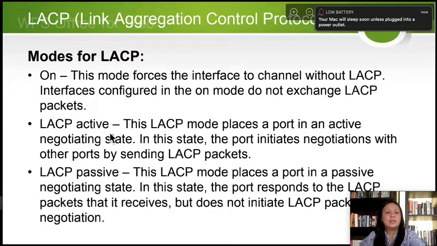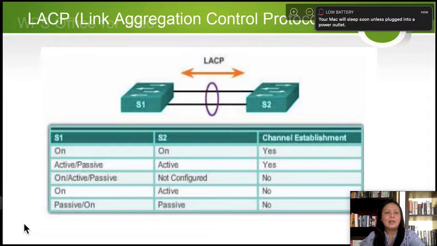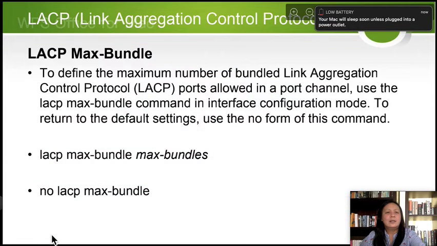The modes for LACP are on, LACP active, and LACP passive. The on mode forces the interface to channel without LACP. LACP active places the port in an active negotiating state, and LACP passive places the port in a passive negotiating state. So these are the examples of LACP.